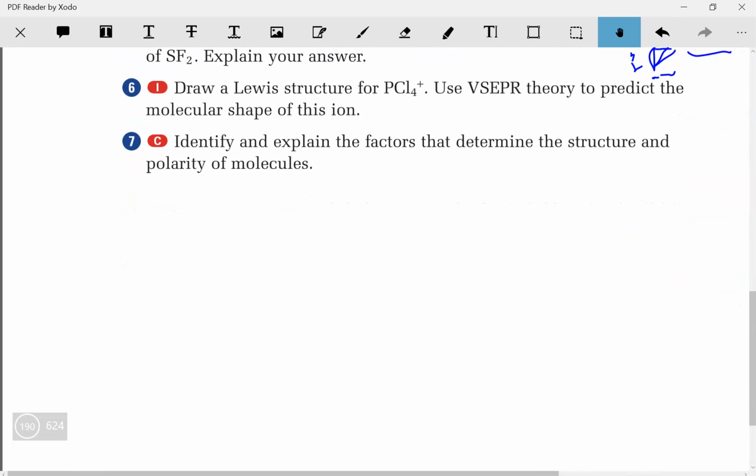PCl4 plus. Okay, 5 plus 28 minus 1 is 32.